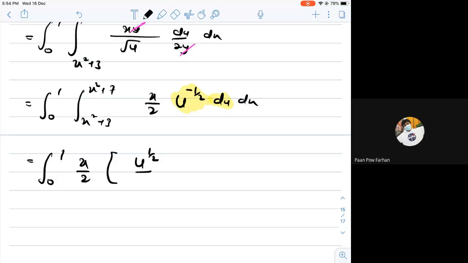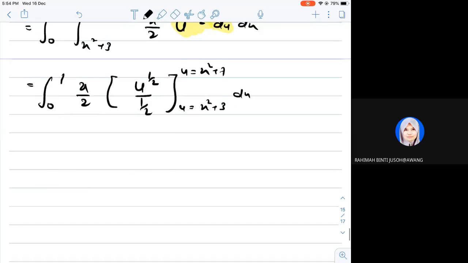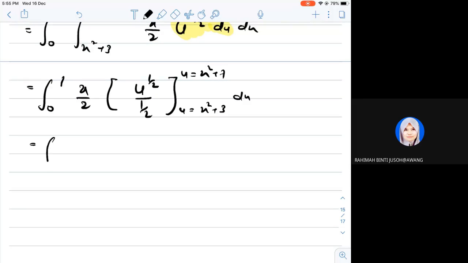Yeah. Over, so half, 1 over 2, yes. So substitute, u equals x squared plus 7, du equals 2x dx. Okay, so now from 0 until 1, x over 2. The half over half becomes 2.